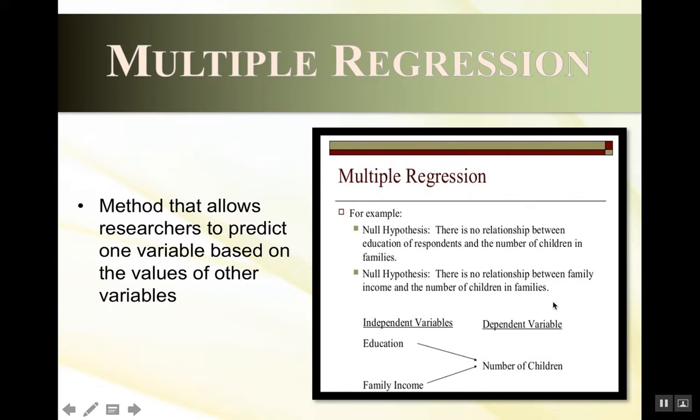And another example would be there's no relationship between family income and the number of children in families, to see if they can prove that null hypothesis true or false. But it's all based off of a prediction. And then they have to use research methods and gather data to see if they can prove that true or false.